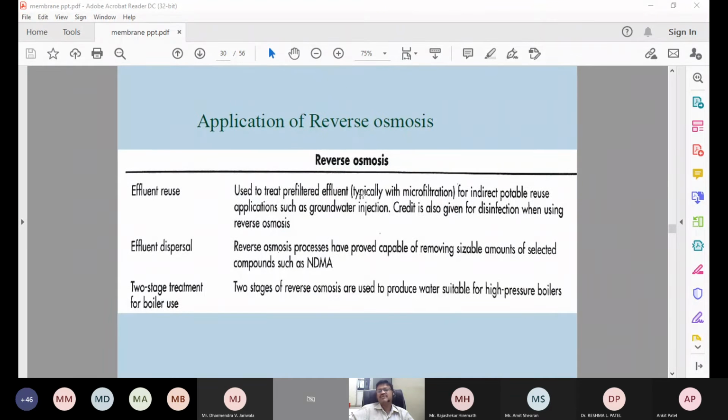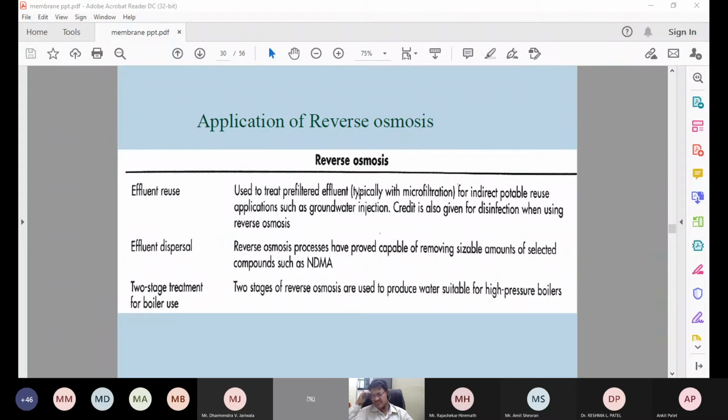Now the application of RO system is effluent reuse. It is used to treat the pre-filtered effluent for indirect potable reuse. Like if you want to reuse some water, you can pass it through RO and you can reuse it for your purpose. Okay, for your household purpose also you can use it.